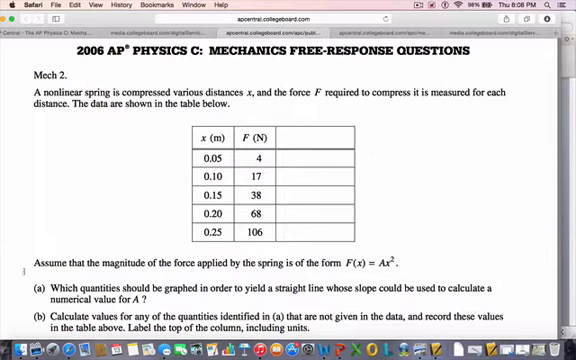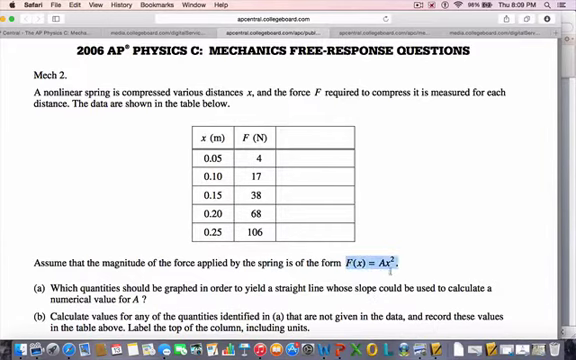Looking at part A, it asks us which quantities should be graphed in order to yield a straight line, etc. So we're basically just doing linearization. Well, there is no easier linearization question than the one you're looking at right now. The only purpose of linearization in the first place is to eventually get an equation that relates two variables.